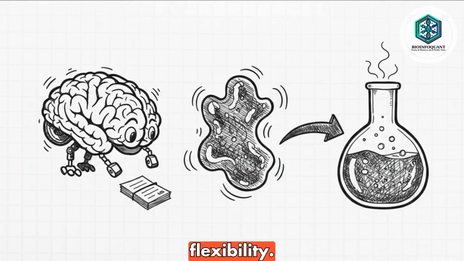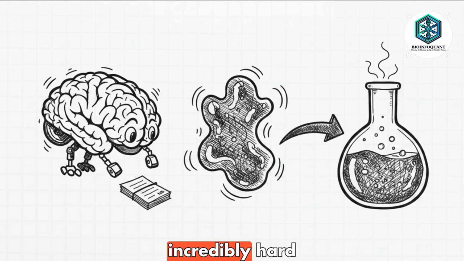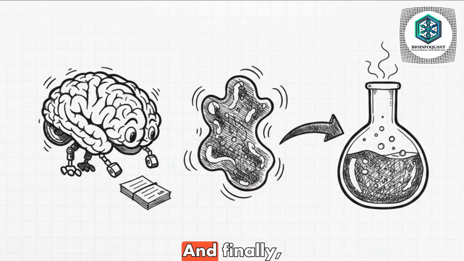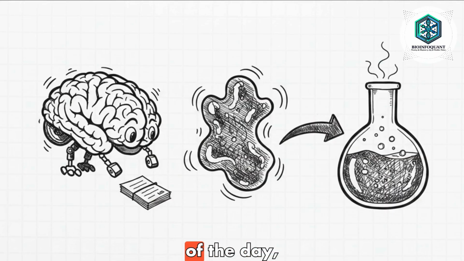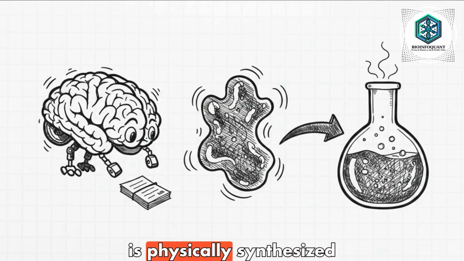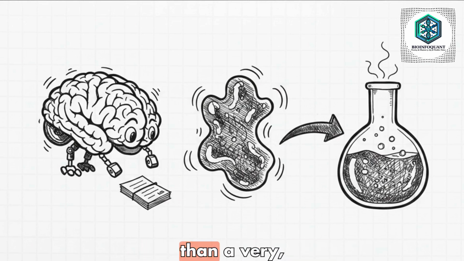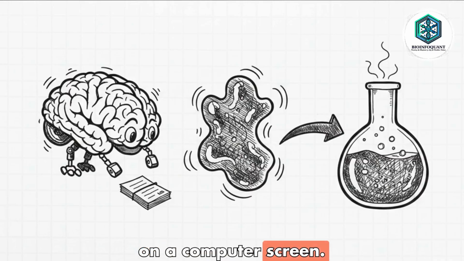Third, flexibility. As we mentioned, proteins are squishy and they move, which makes flexible docking incredibly hard to simulate accurately. And finally, lab testing. At the end of the day, an AI prediction is just a hypothesis. Until that molecule is physically synthesized in a lab by humans and tested in real biology, it remains nothing more than a very, very educated guess on a computer screen.